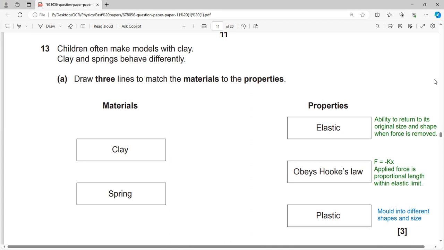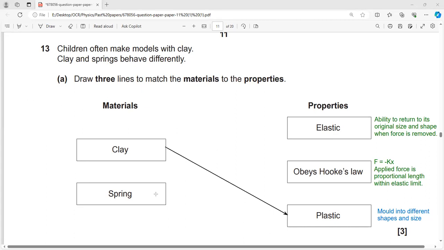The clay is not obeying this law. What about plastic behavior, which can be molded into a different shape and size? The spring cannot be molded into a different shape and size, but clay has the property that it can be molded into a different shape and size. So the correct option is R. Clay follows plastic behavior, so your arrow should proceed toward the clay.